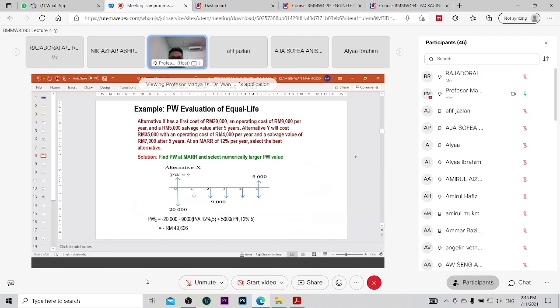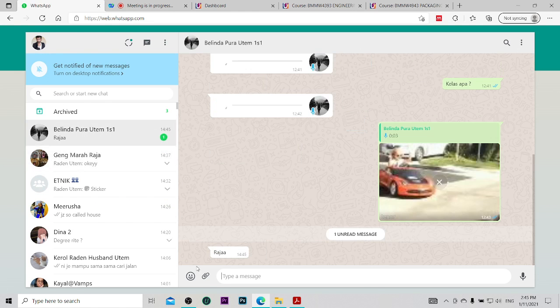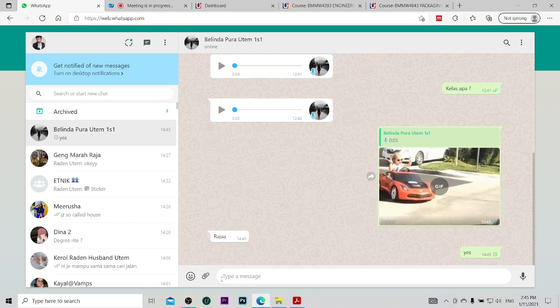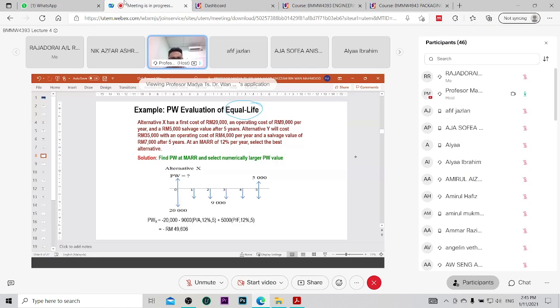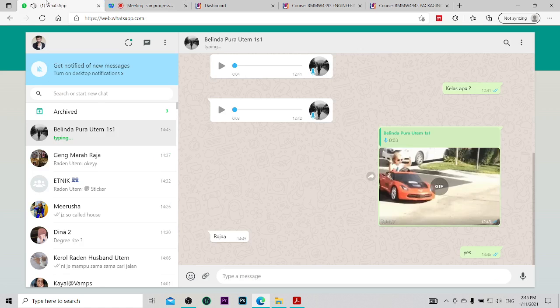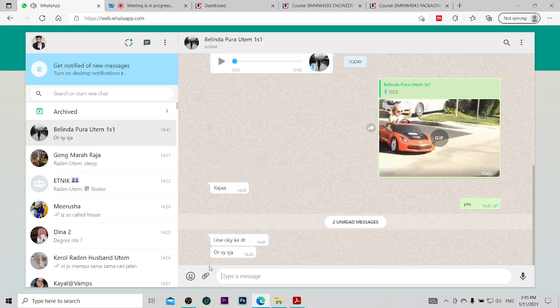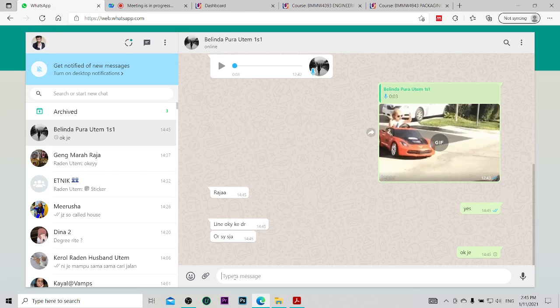So get your calculator ready. This is the first example. Remember here, equal life. In this chapter, we will give you a few alternatives, at least two alternatives. Here we have two alternatives.